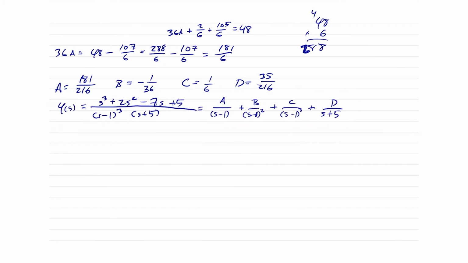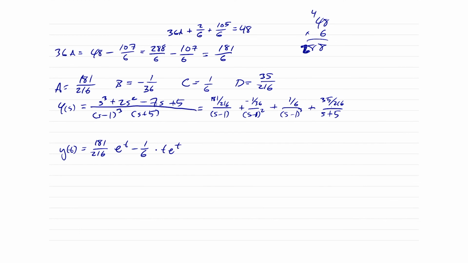So let's wrap this up. A, B, C, and D are all found. A is 181 over 216. B is minus 1 over 36. C is 1 over 6. And D is 35 over 216. So then that gives me a y of t. Let's go one at a time. 1 over s minus 1 inverts to just e to the t. 1 over s minus 1 squared: remember, 1 over s squared is the Laplace transform of t. So that is going to be minus 1 over 6 times t e to the t.